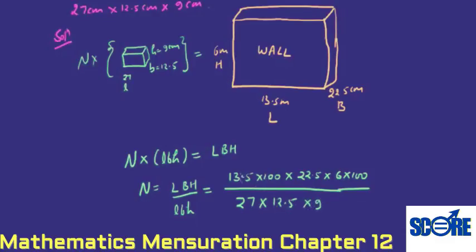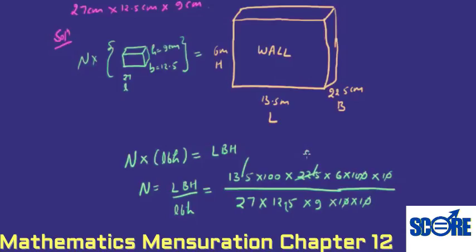Now we have to remove the decimals. First we remove this decimal, we have to put a 0 on the downside. We remove this decimal, we have to put one more 0 on the downside, and in the denominator we remove this decimal, we have to put one more 0 on the upside. Now we cancel all the zeros. Now what we see here is that 225 and 125 get cancelled with 25.